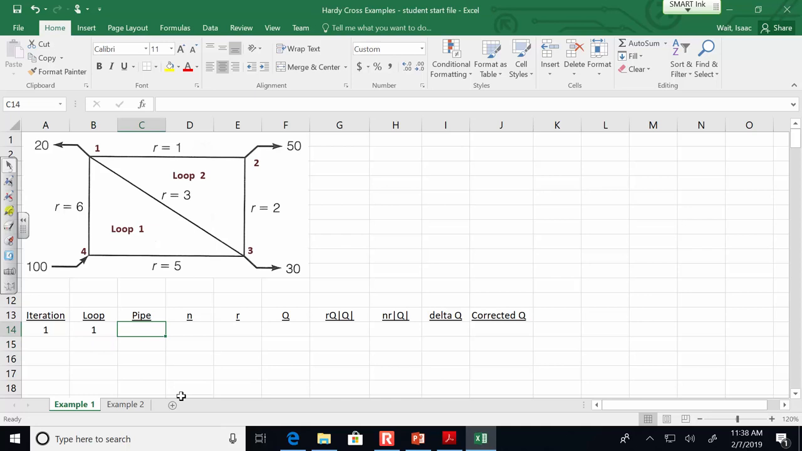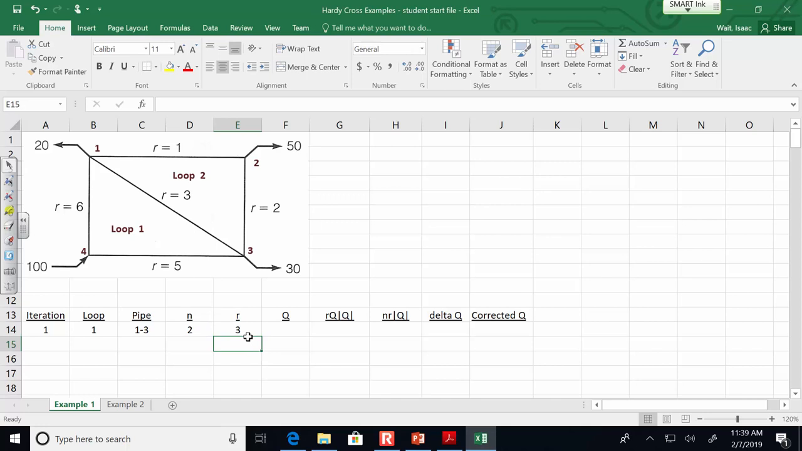Then the pipes have to be labeled somehow. I'll call this first one pipe 1-3 that I'm going to work on. And the N values, since we are using the Darcy-Weisbach friction method, N is 2. The R values are given, just to teach you the process this first time around, but you may have to calculate the R values later on. The given R value for pipe 1-3 is 3. That's just right on the sketch.